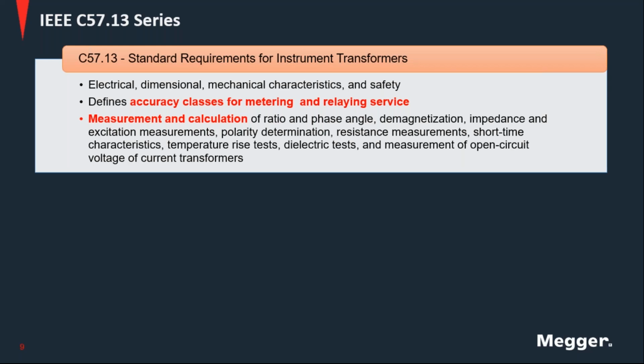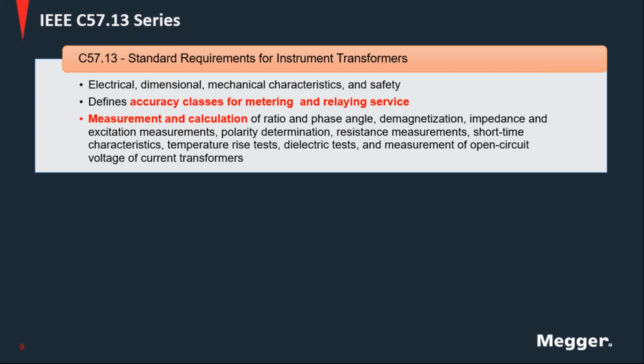It's a series of documents, with the main document being C57.13, which is the standard requirements for instrument transformers. It covers both current and voltage transformers, and it has the electrical and dimensional mechanical characteristics, and also talks about safety. But very important for our topic today is that it defines the accuracy classes for metering and relaying service. So the accuracy classes are what we are focusing on today.